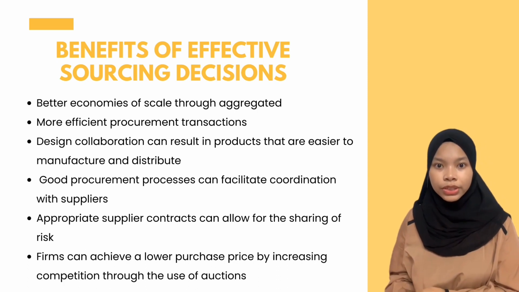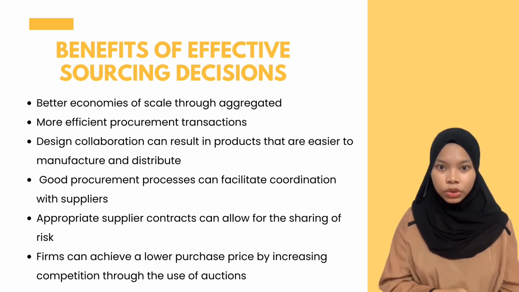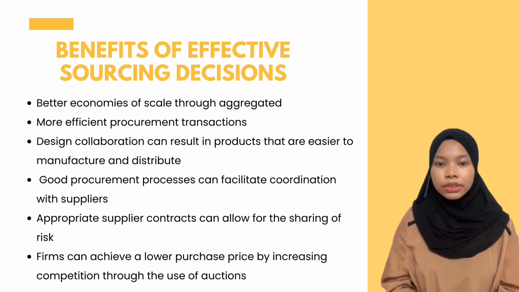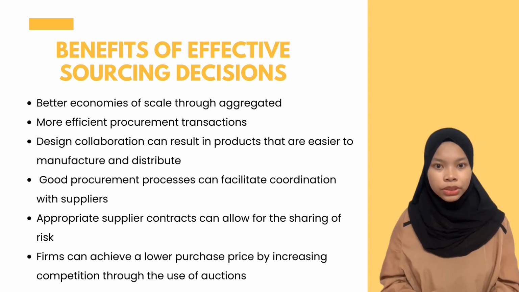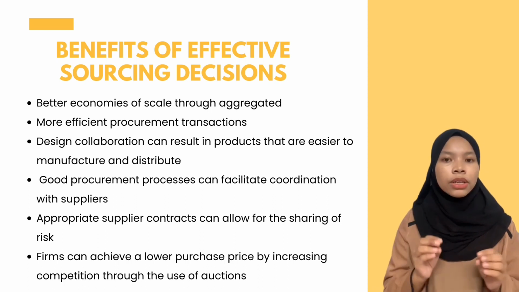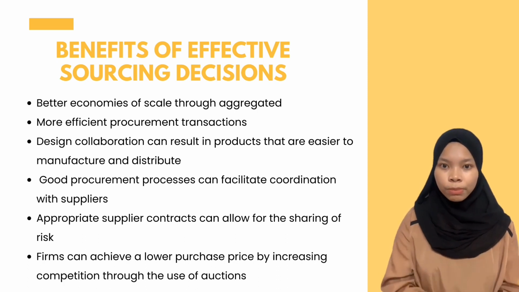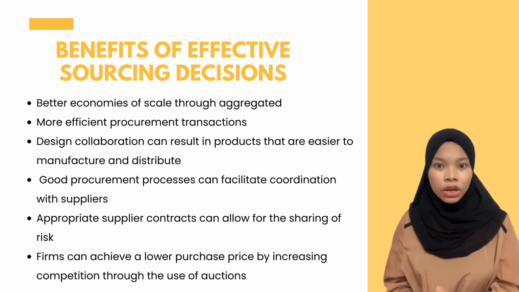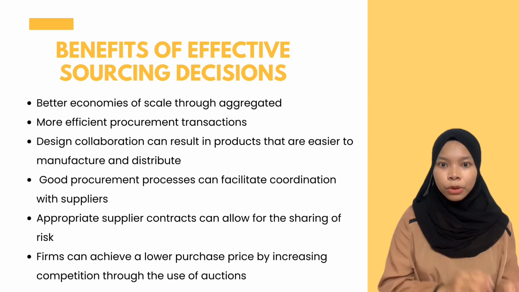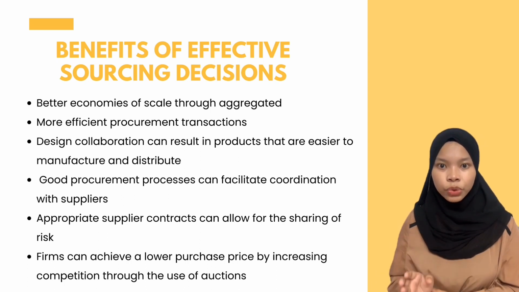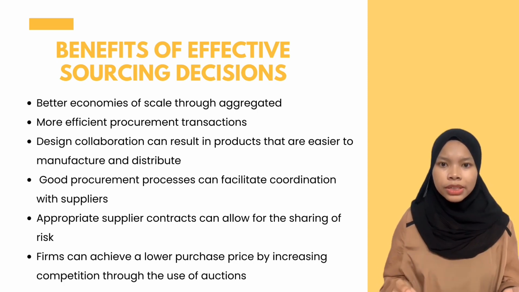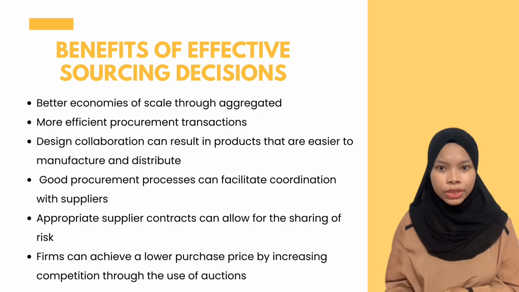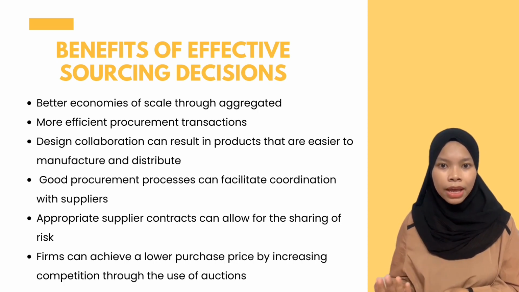Design collaboration can result in products that are easier to manufacture and distribute, resulting in lower overall costs. This factor is most important for components that contribute a significant amount to product cost and value. And then, good procurement processes can facilitate coordination with suppliers and improve forecasting and planning. Better coordination lowers inventories and improves the matching of supply and demand.